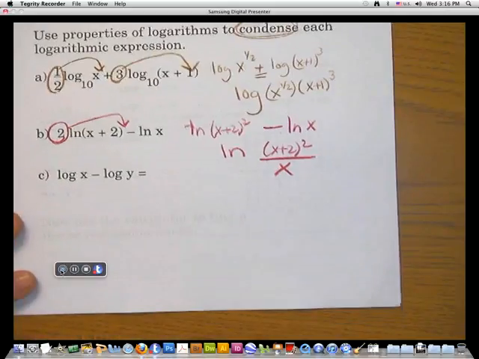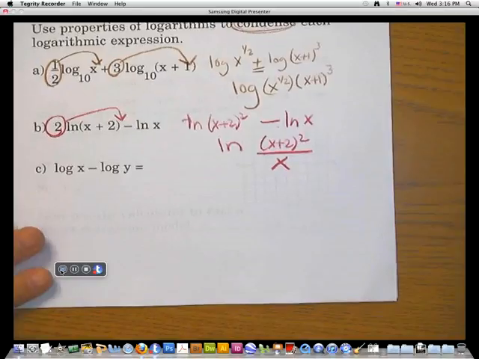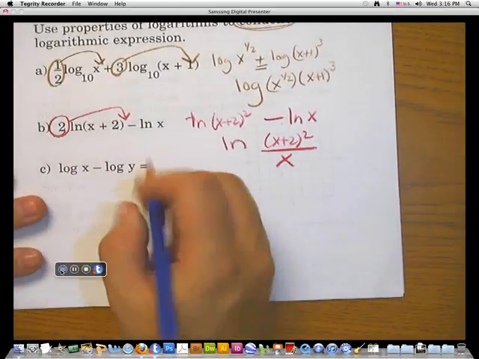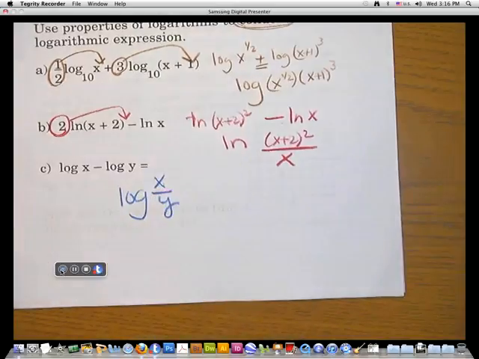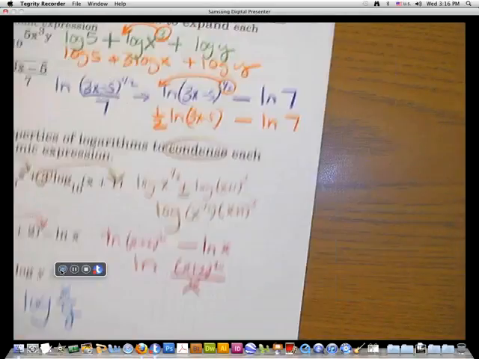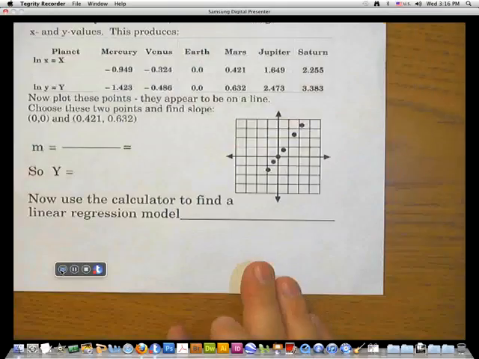In part C, there are no coefficients. All it is is subtraction. Log becomes 1 log, the first one divided by the second one. So that's condensing back down to 1 log.